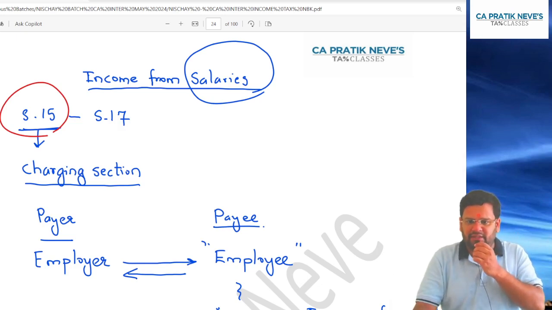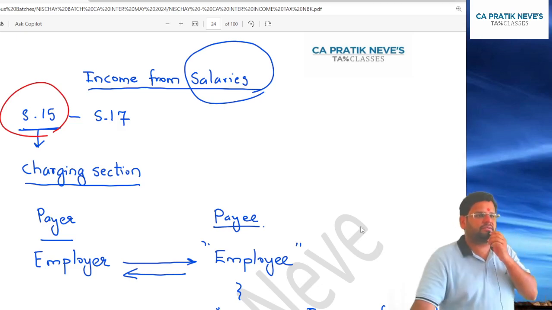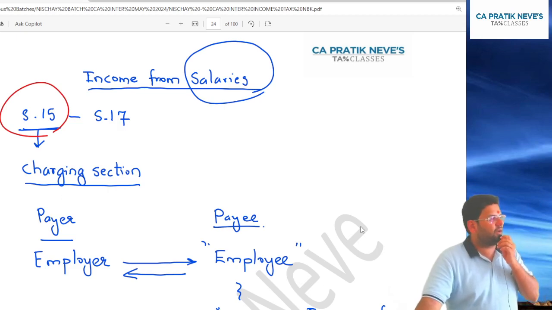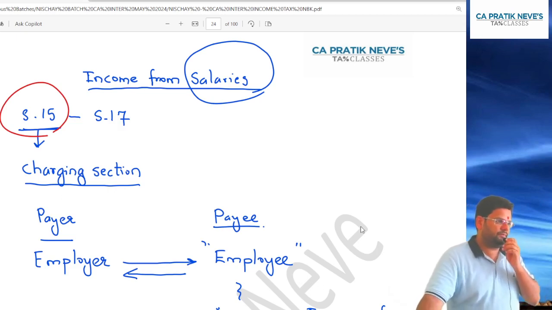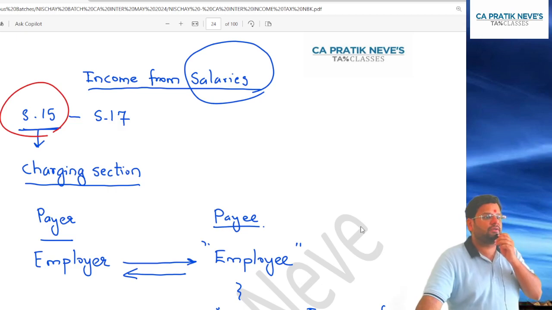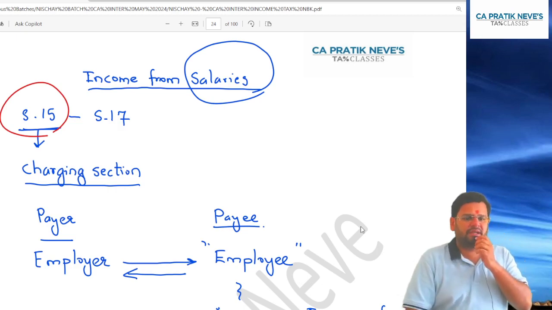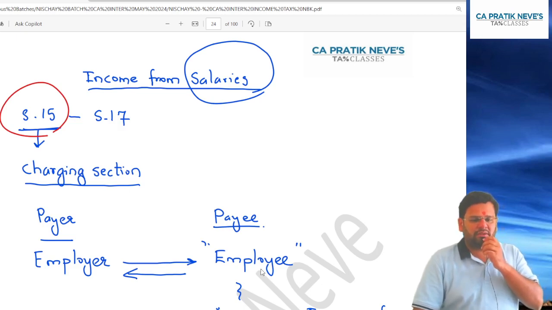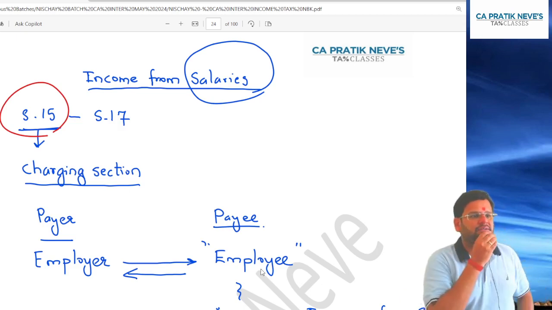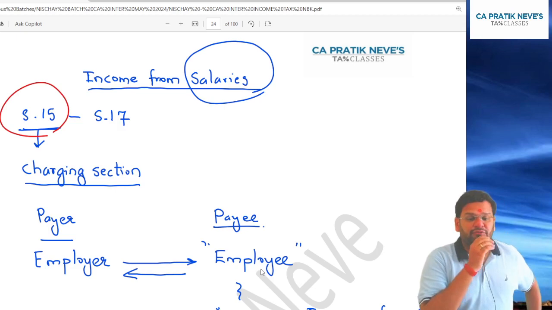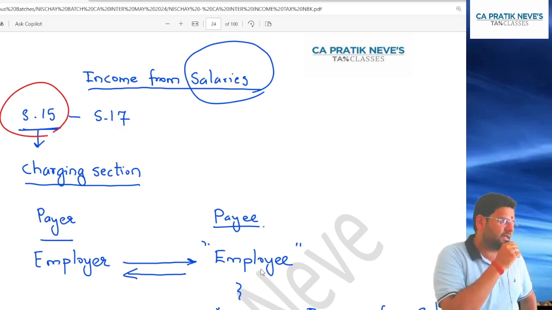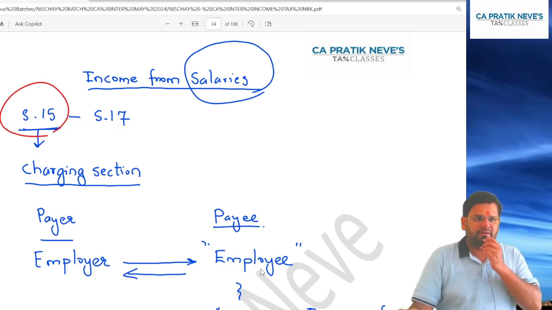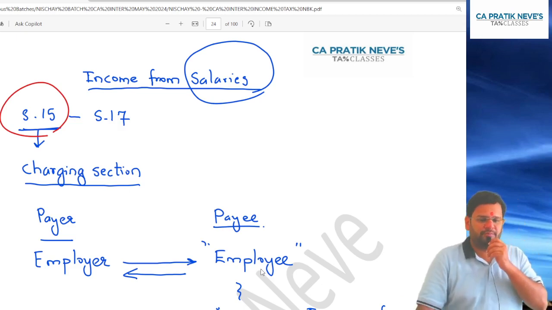Our discussion of salaries will continue for today and maybe the entire day tomorrow also. About 6 to 7 sessions we will need for salaries. So take a fresh page and write down income from salaries in your provisions and concepts book.